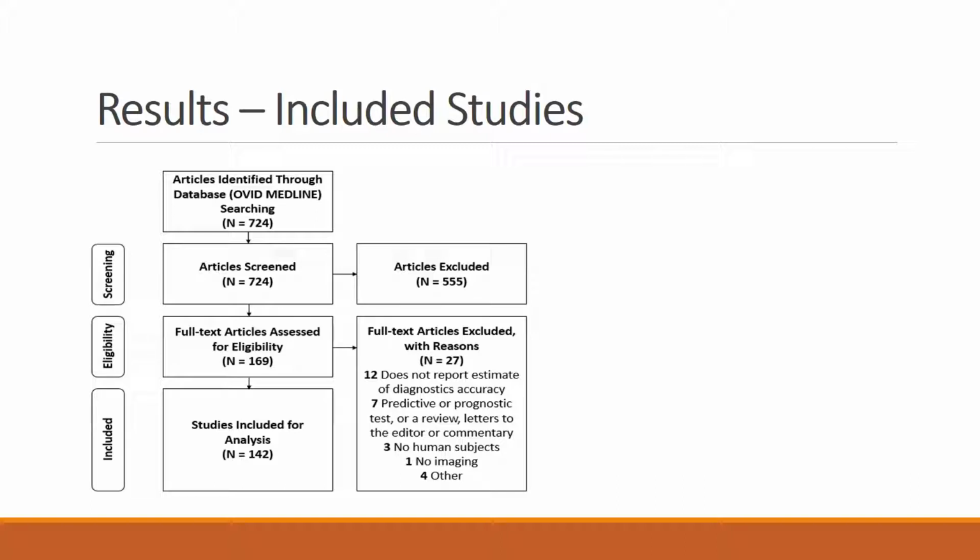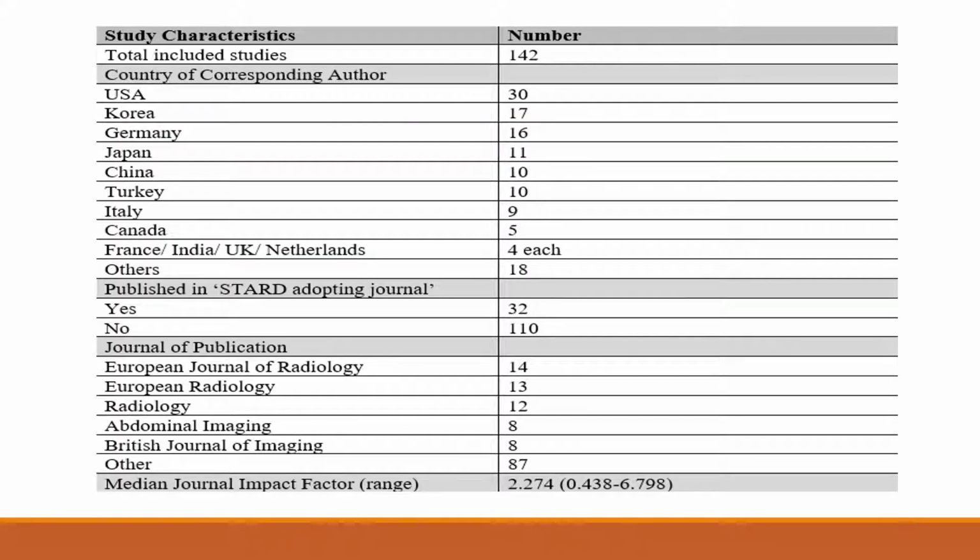After screening titles and abstracts, 169 potentially relevant studies were identified. After full text review, 142 studies were included in the final analysis. The flow of studies through the selection process and reasons for excluding studies is outlined in this figure. Characteristics of the included studies are outlined in this table.